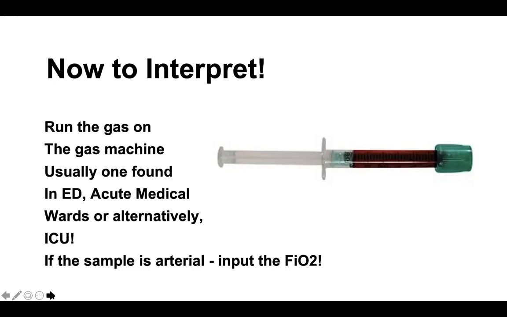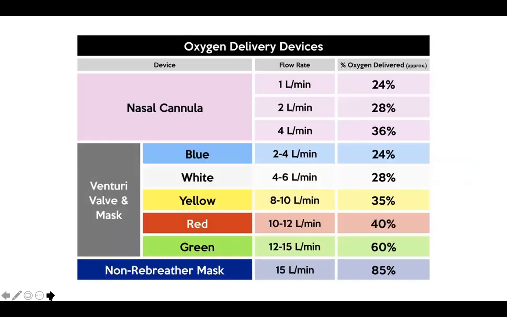If the sample is arterial, because this is an ABG talk, you have to put in the fraction of inspired oxygen. And what I mean by that is you have to put in how much oxygen the patient is on. So if we go on to the next slide, this is a really, really useful summary of the amount of oxygen delivered.